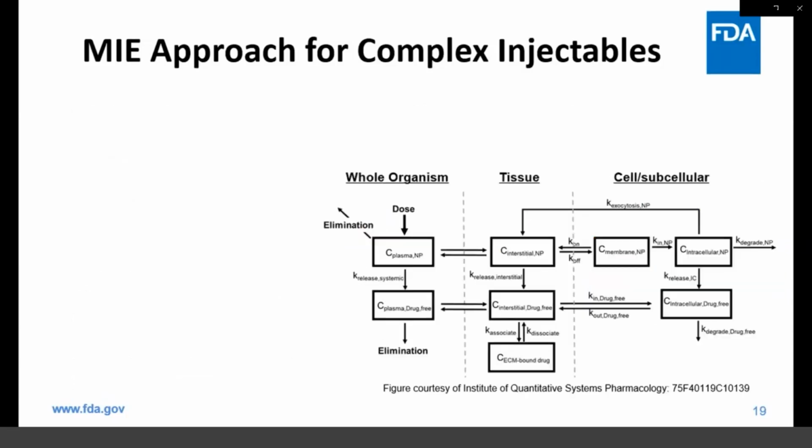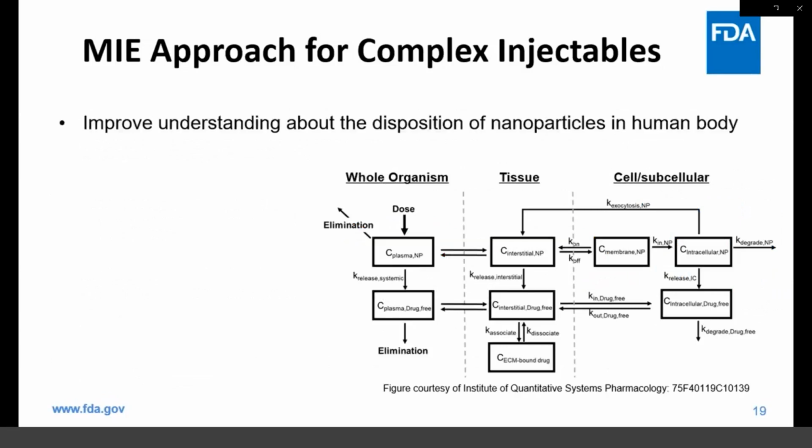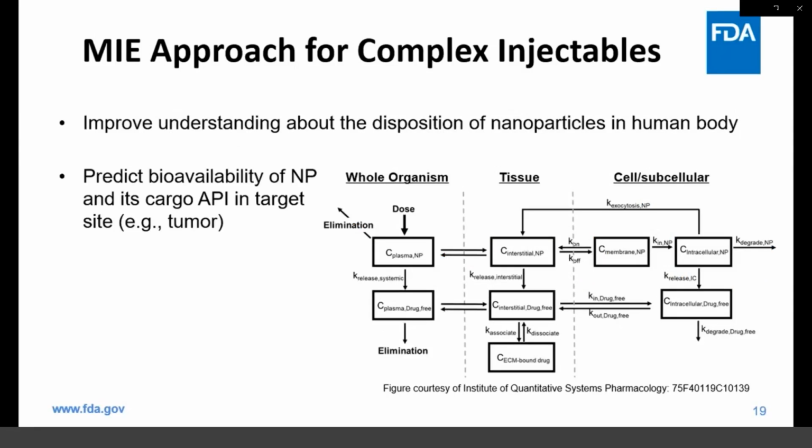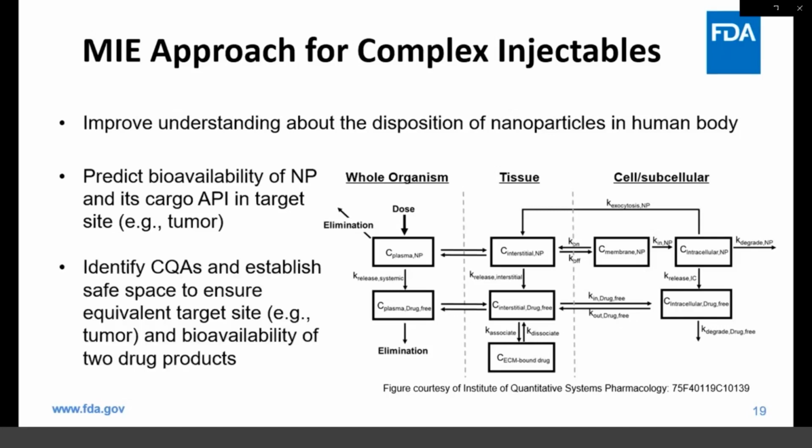This figure demonstrates the preliminary structure of multi-scale model to describe subcellular to systemic spatial-temporal events. The goals are to improve understanding of nanoparticle disposition in human body, to predict nanoparticle bioavailability and its cargo API in target site, and to identify boundary condition or safe space of CQAs to ensure equivalent target site and bioavailability for 2 drug products.